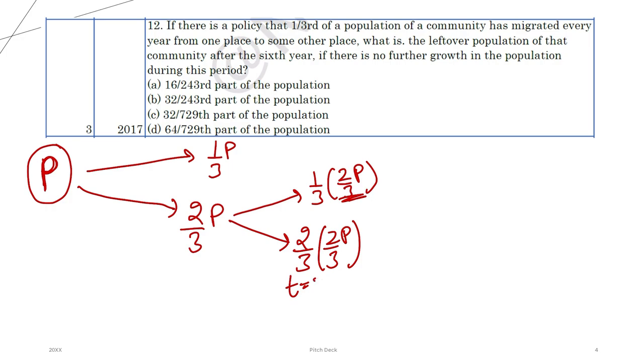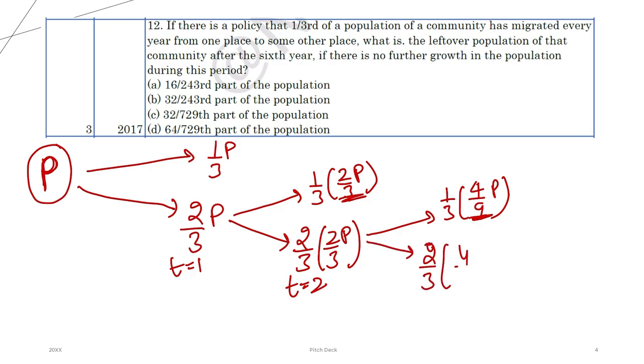This is year number 1 and this is year number 2. Third year, what will happen? 1/3 of 4 by 9 of P, meaning the current population, will migrate, and we will be left with 2 by 3 of 4 by 9 of P at the end of the third year. I hope this is clear.